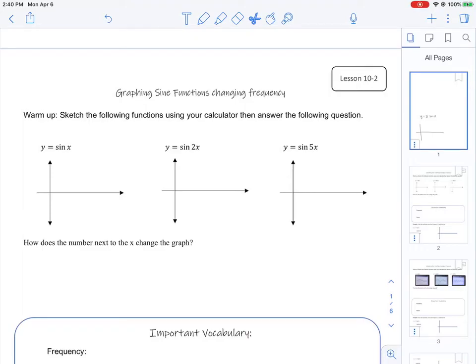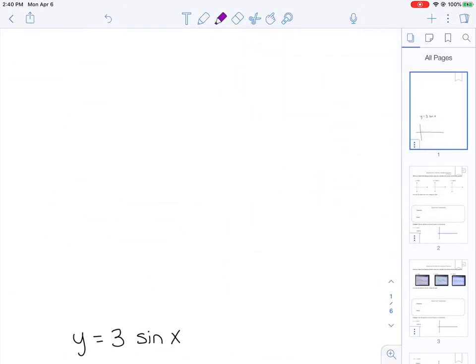Hi guys, today we're going to continue to graph some sine functions, but we are going to learn what it means to change the frequency of that function. So I just want to remind you guys what we did yesterday.